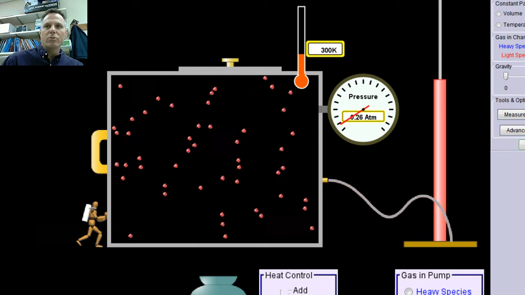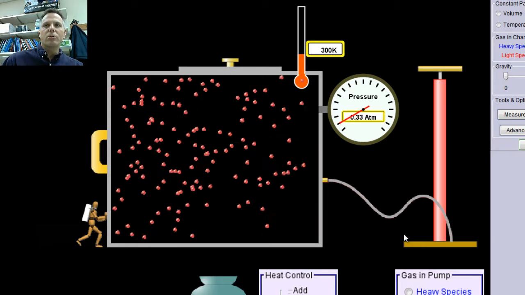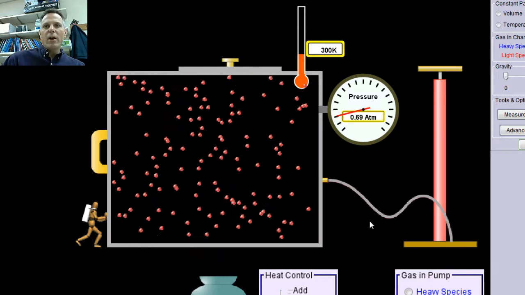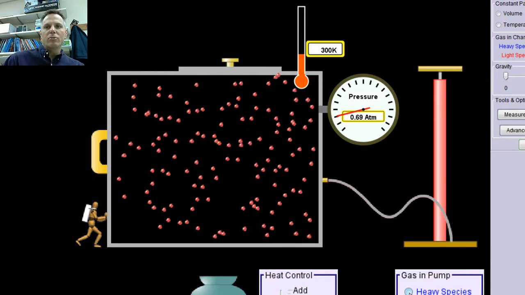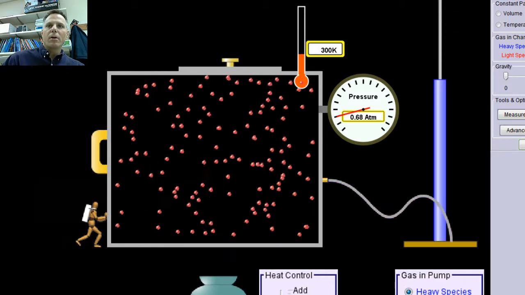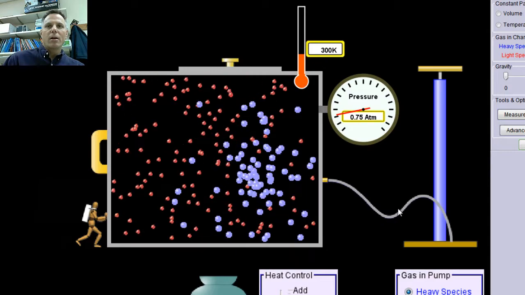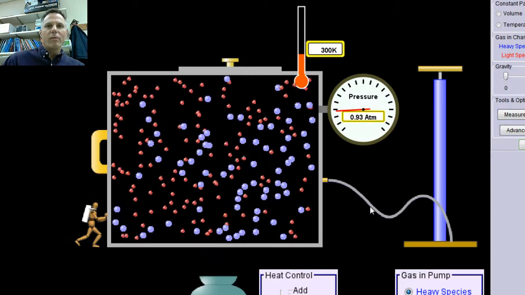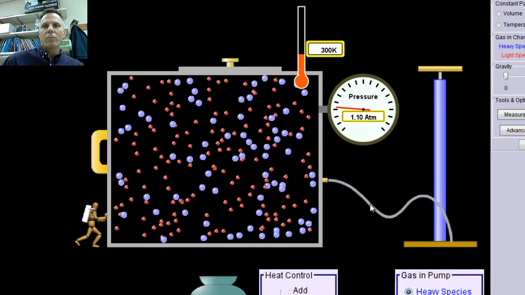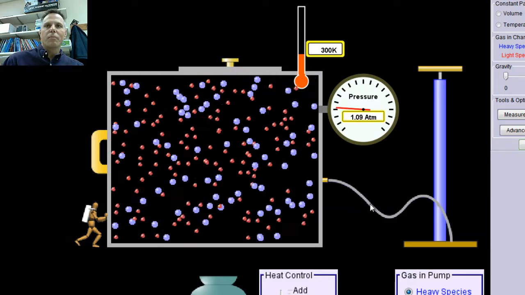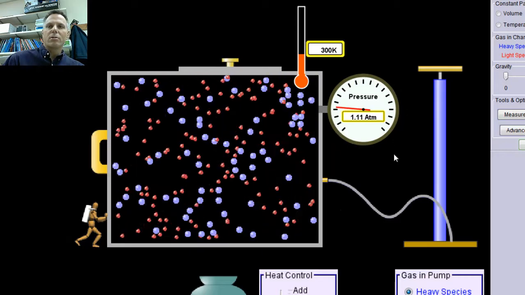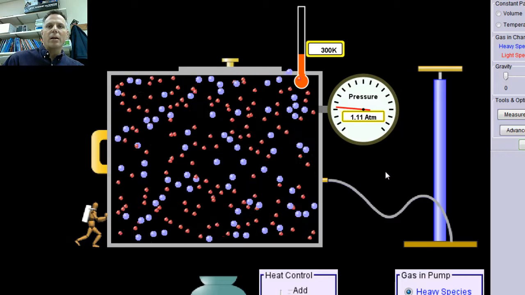So I'm going to add more molecules. There, I'm adding more molecules, the pressure went up. Now, I'm also going to add some heavier molecules. They're going to be blue. So I'm going to open this up and pump some heavy molecules in there. You'll notice as those molecules are moving around inside, the heavier molecules, the blue ones, are moving slower than the light ones, which are the red ones. Notice also that when I added more gas, the pressure increased. The pressure went up as I added more gas.